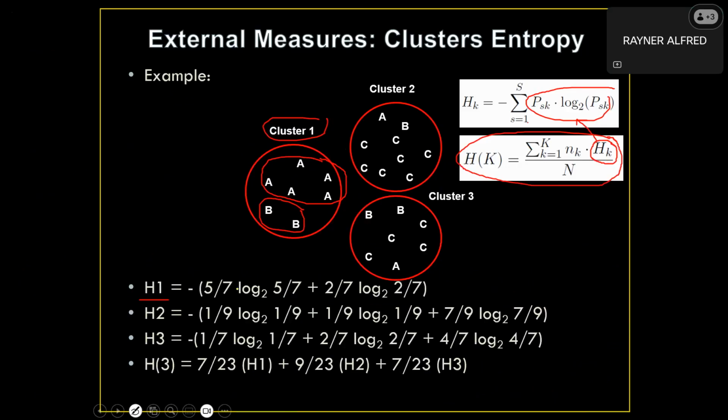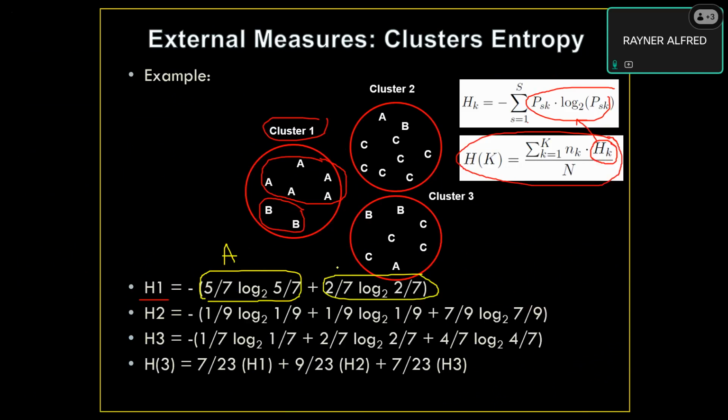Okay, so we have two paths here. The first one refers to A, and the second part refers to B. So we take the value here. This is only for cluster 1. For cluster 2, we have 1A, 1B, and 7C, so we will have three paths. This is for the A, this is for the B, and this is for the C.